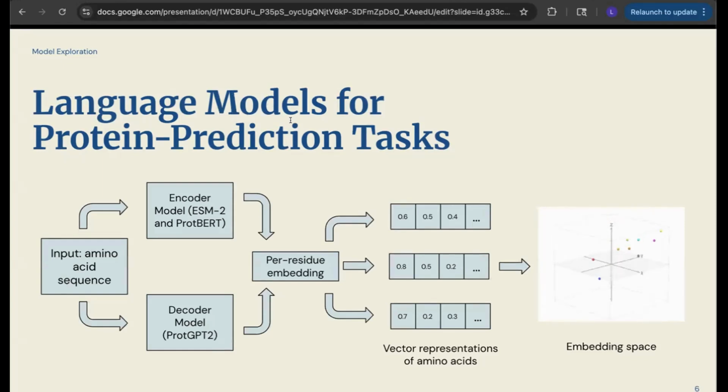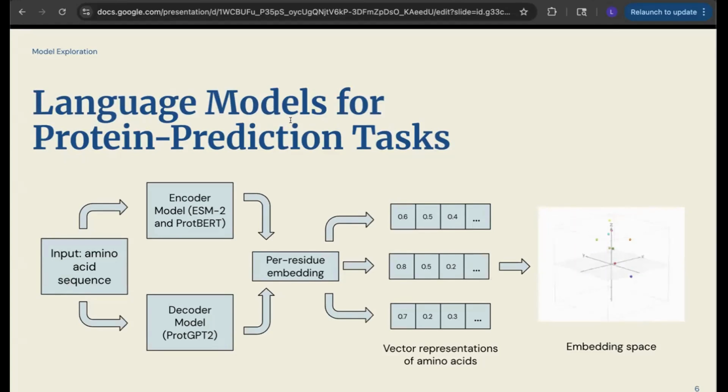So in this case, large language models that are usually used for human language can now be applied to the language of biology. So ESM2 and ProtBERT are encoder models that basically just process the whole sequence context, while ProtGPT2 is a decoder model, which is trained to predict the next amino acid, very much like text generation.